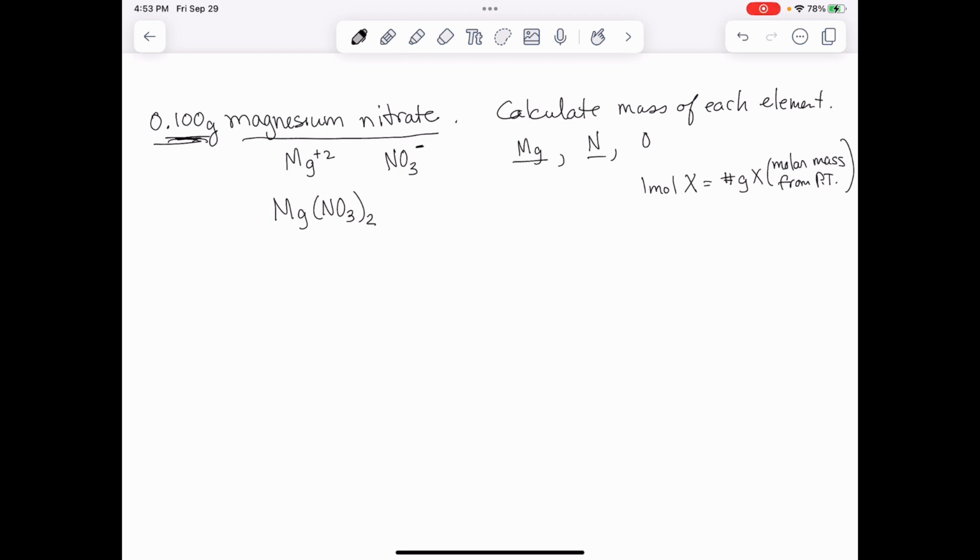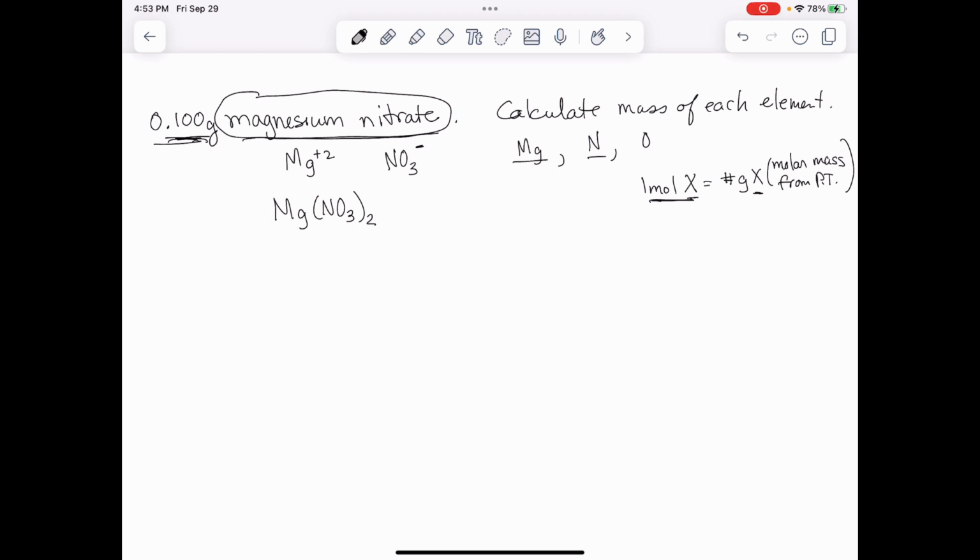The trick here is that my X has to be the same to do this in one step. And I don't have the same X. I know the grams of my X in this case is magnesium nitrate, but I'm trying to convert that to magnesium. I'm trying to convert that to nitrogen. I'm trying to convert that to oxygen. And so the key, of course, is going to be to go through the mole, your mole mountain. You got to go through the moles to get from one thing to another.